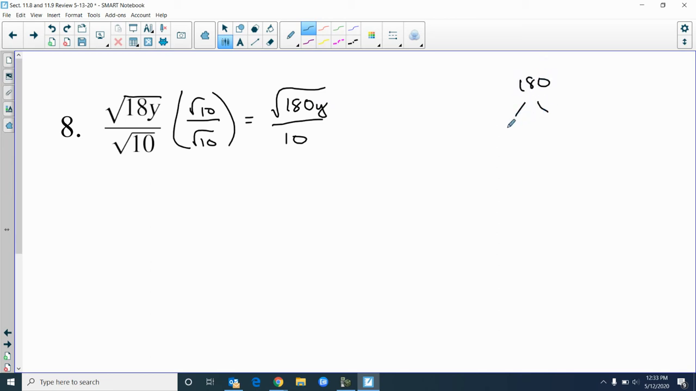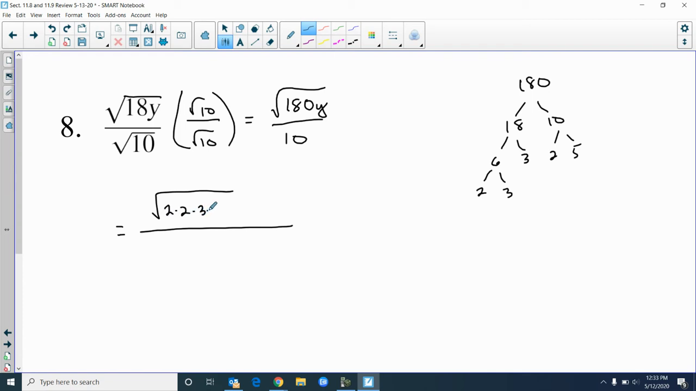180, I got to factor tree that one. Well, we already know it's 18 times 10, 6 times 3, 2 times 5, 2 times 3. So what I end up with, I got 2 2's, 2 3's, a 5, and a y, all over 10. I take a 2 out, I take a 3 out, multiply those together. You're left with 5y on the inside. And I still have that 10. Okay, 6 over 10 reduces.